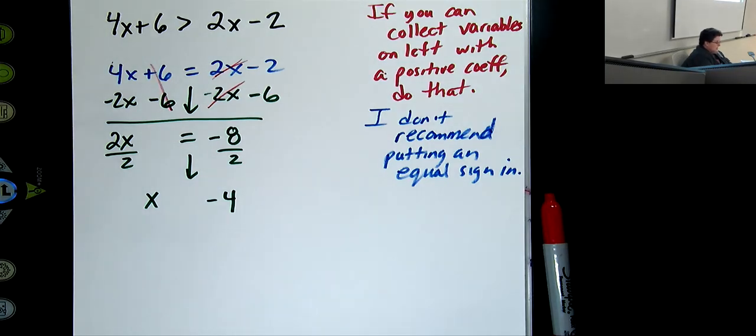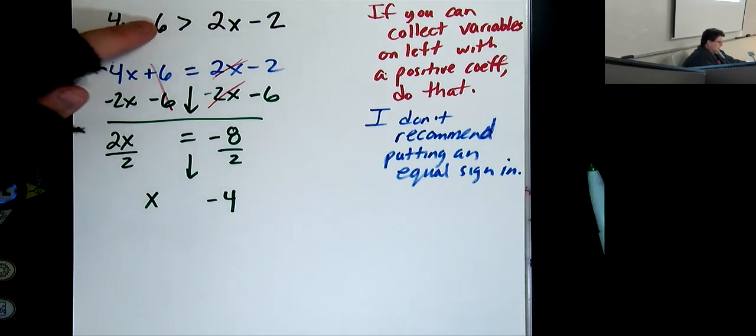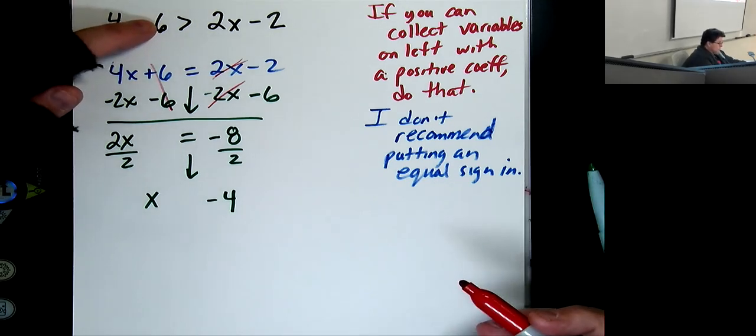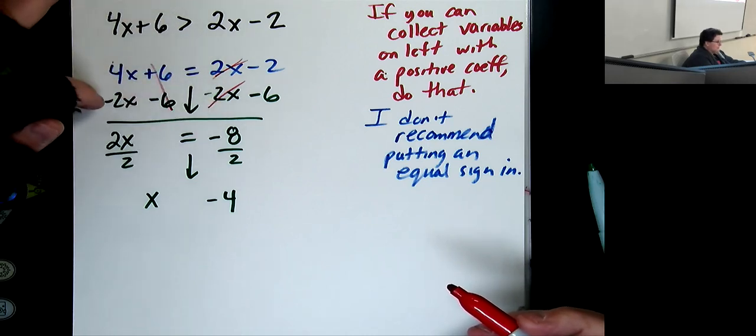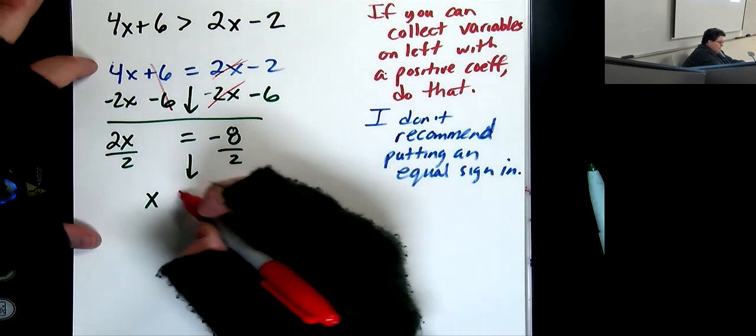And I didn't do any rules that caused a change in the sign. There was no swapping. I did move the x's over, but I did math to do it. So I didn't swap anything. So I'm going to keep the same sign I had before.